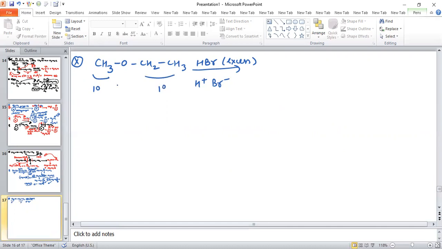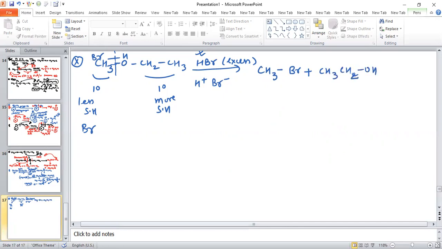So the cleavage of bond occurs in this way. This is less sterically hindered and this is more sterically hindered, because there are two carbons here and only one carbon there. So Br will come with the less sterically hindered part and H will come with the more sterically hindered part. So the product obtained after 1 mole of HBr is consumed is CH3Br, and another product is CH3CH2OH. But this reaction will not stop at this point.